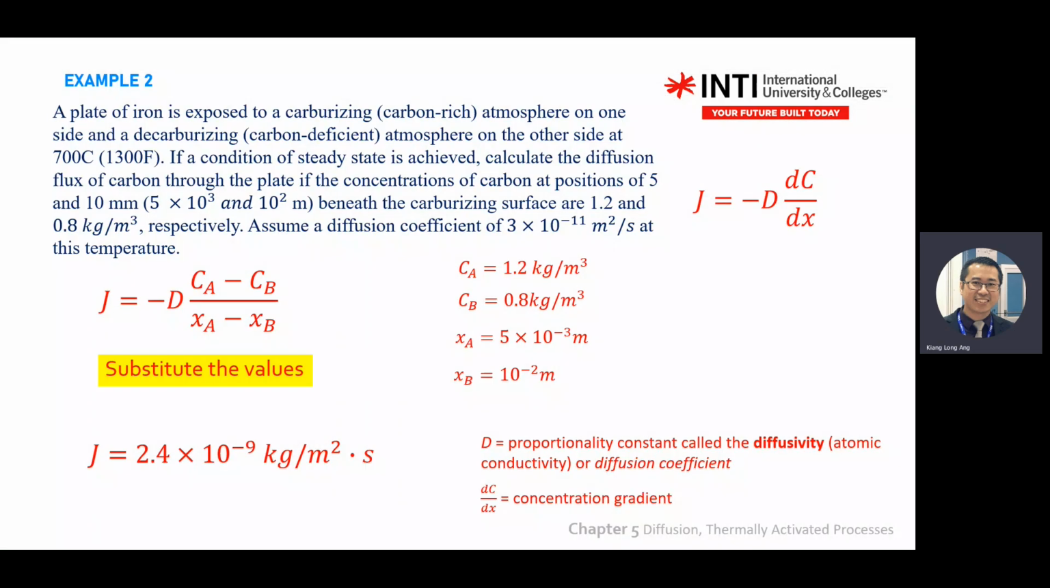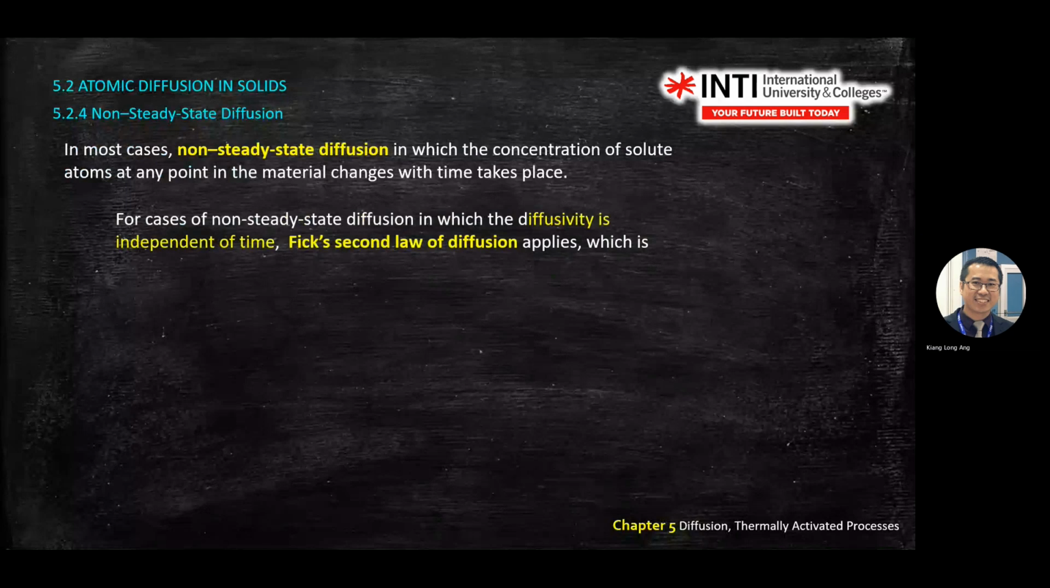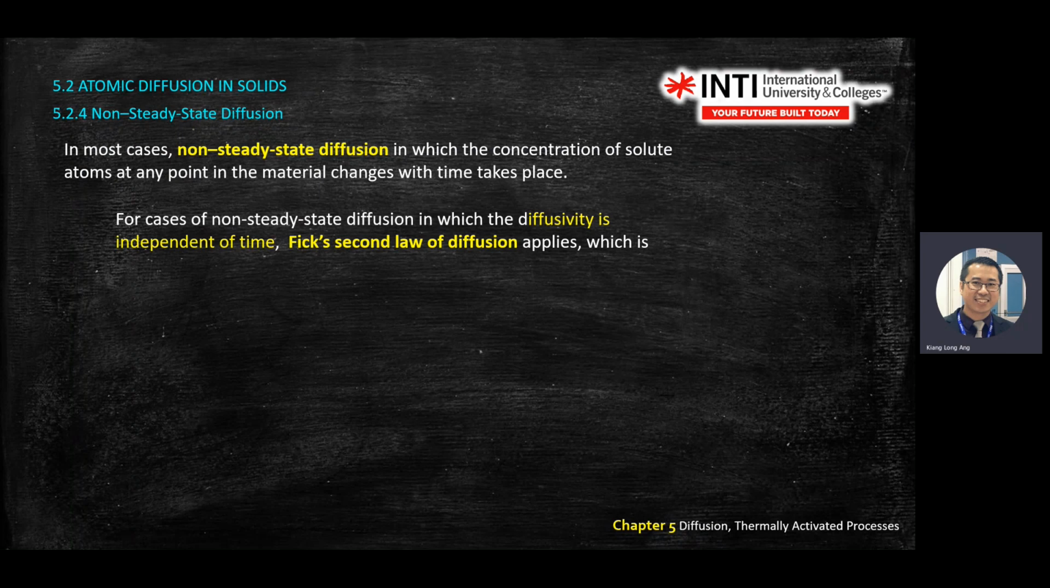Now, just now we dealt with steady states. Now what happens in unsteady state? Unsteady state happens when the concentration of your solute at any point in the material changes with time. You will see in the beginning of the lecture, there's a drop like that and not a straight line. Concentration drops in parabolic behavior in the concentration versus X graph. So this is called non-steady diffusion.